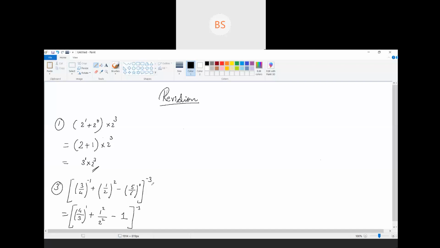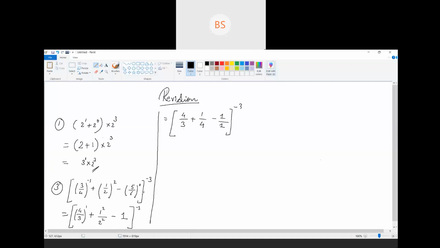Okay. Now further when I simplify this, 4 upon 3 raised to 1 remains 4 upon 3 itself. Plus. Now 1 square is 1, and 2 square is 4. So we get 1 upon 4 minus 1. Now minus 1 I can write as minus 1 upon 1 also, right? Since it does not have any denominator, I can write the denominator as 1. Now bracket close, minus 3.